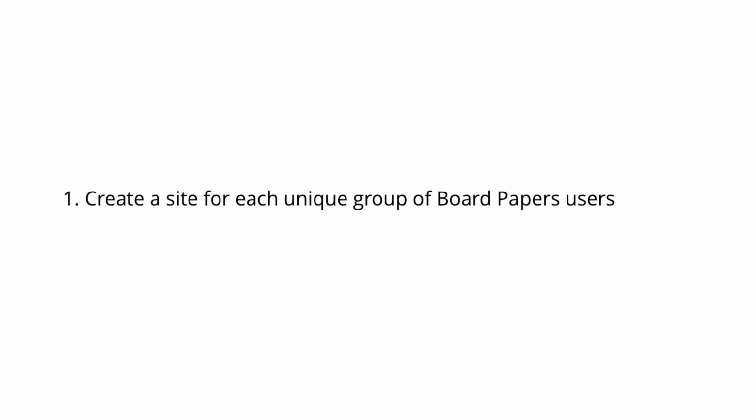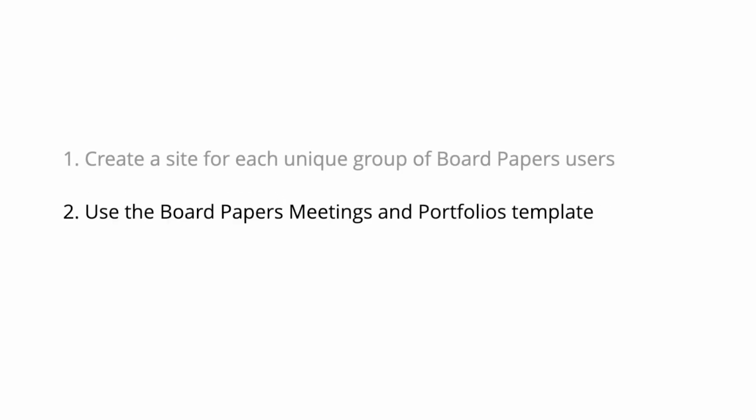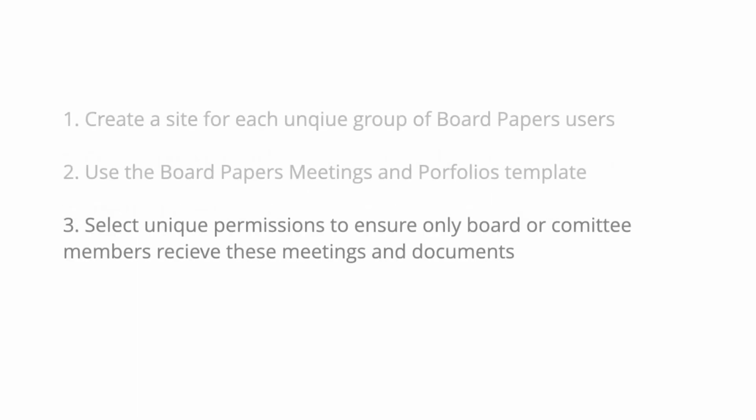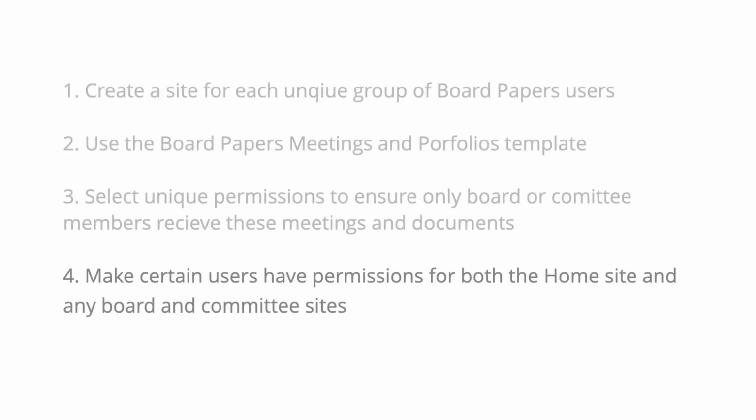To recap, create a site for each unique group of Board Papers users. Use the Board Papers Meetings and Portfolios template. Select unique permissions to ensure only board or committee members receive these meetings and documents. Make certain users have permissions for both the home site and any board and committee sites.